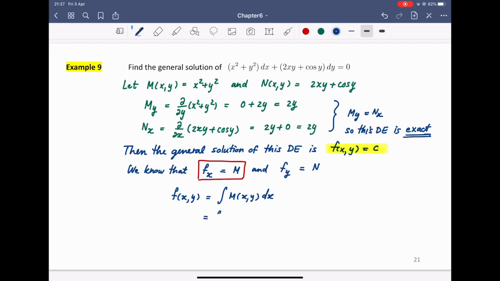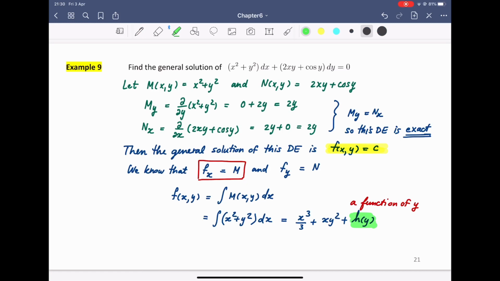And then I integrate this thing, which is the integral of x squared plus y squared dx, and that will give me x cubed over 3 plus xy squared plus, this is not just a constant, but you have to say that this is a function of y. This is a key. So here you need h(y). This is a function of y. This is not just a constant.